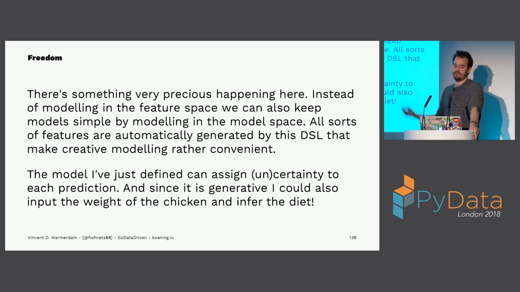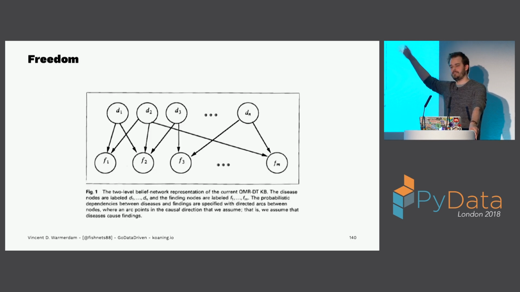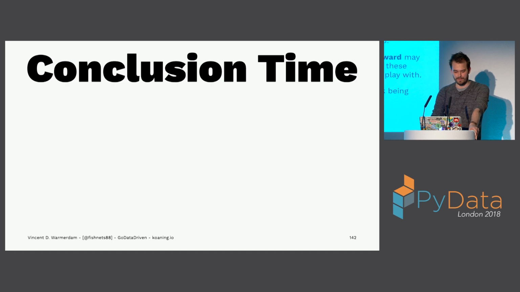And there's something very precious happening here. Instead of modeling in the feature space, we can also keep models simple by modeling in the model space. All sorts of features that are automatically generated by this DSL make creative modeling somewhat convenient, and that's the thing I really like. And you can do this for house prices. You can do this for diseases that have certain symptoms, but I'm running out of time. So let's do conclusion time instead.